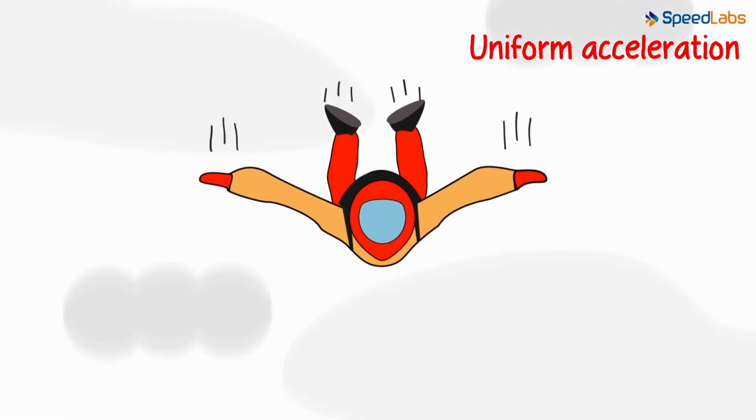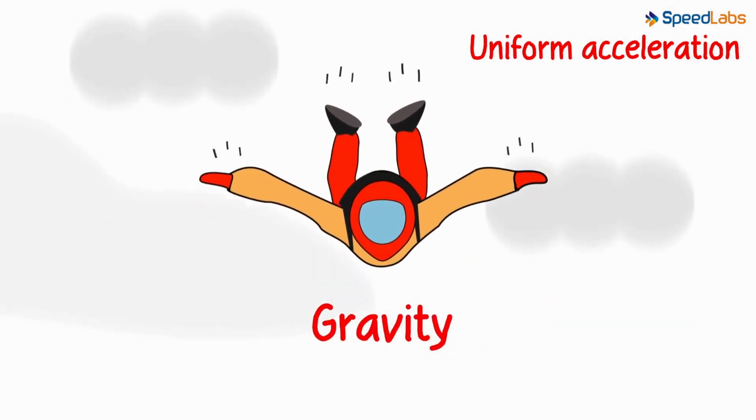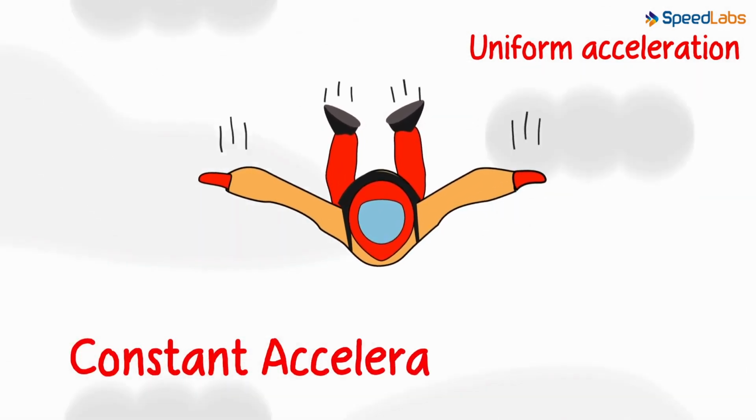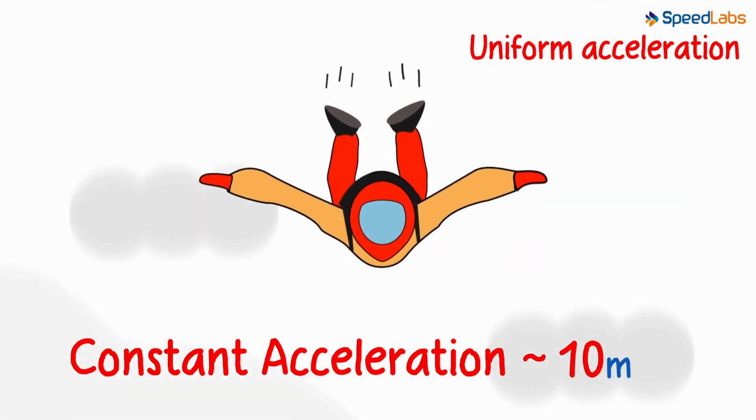An example of uniform acceleration would be the motion of a free-falling body. It's free-falling when it's under the sole influence of gravity. The body will accelerate at a constant rate of 9.8 meters per second squared, often approximated at 10 meters per second squared.